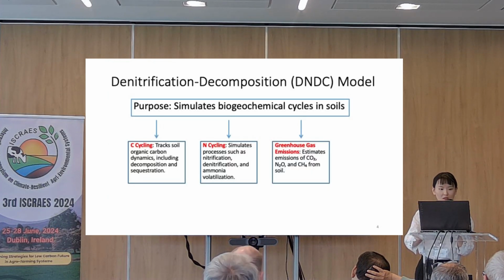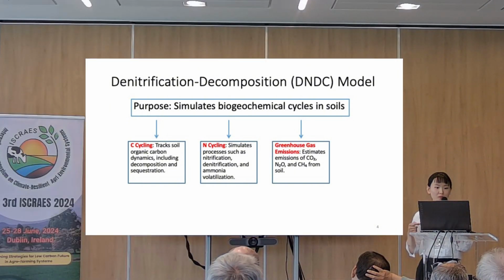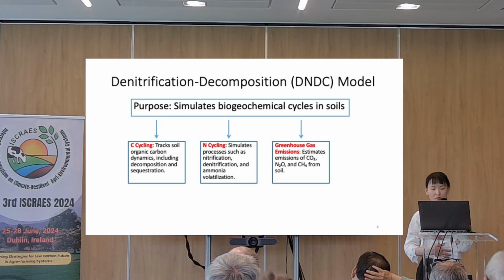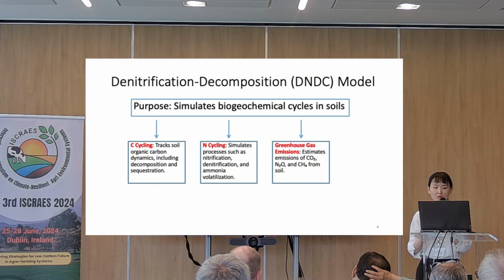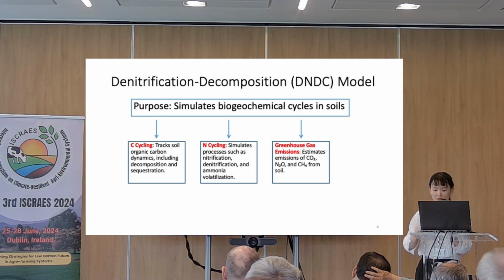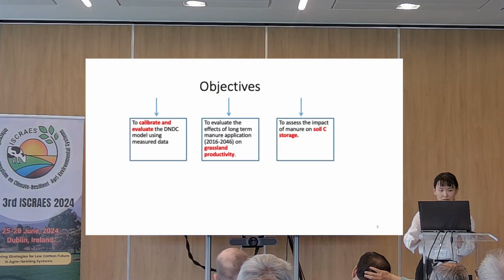And what's the purpose of this model? The purpose is to simulate the biogeochemical cycles in soil, such as carbon cycling, like the decomposition and sequestration processes, or the nitrogen cycling, like denitrification, nitrification, and ammonia volatilization. It will also give you information about the greenhouse gas emissions, like CO2, N2O, and methane.